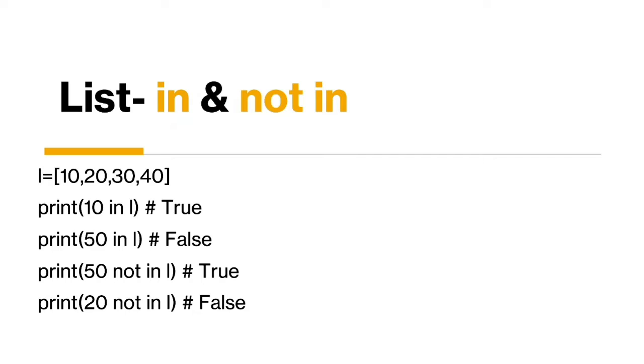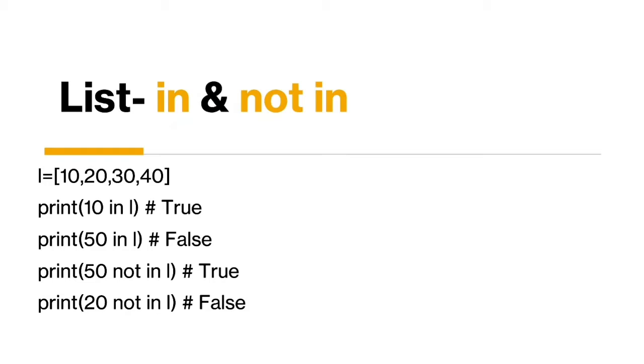If the element is in the list, then when we are dealing with the in keyword, it will return true. You can see that 10 is there in my list, so in has returned true, and 50 is not in my list. So if we check whether 50 is in the list, clearly it is not, so it is returning false. That is very simple to understand.